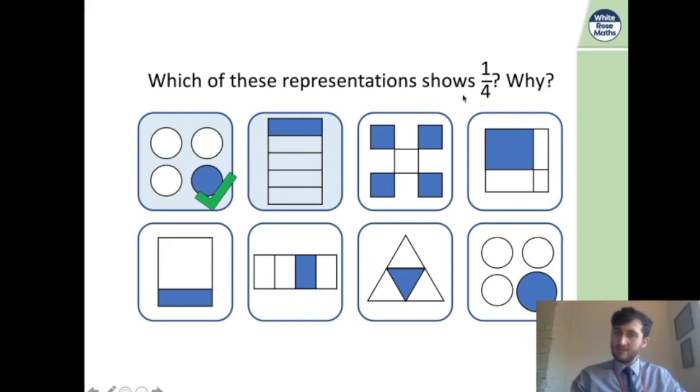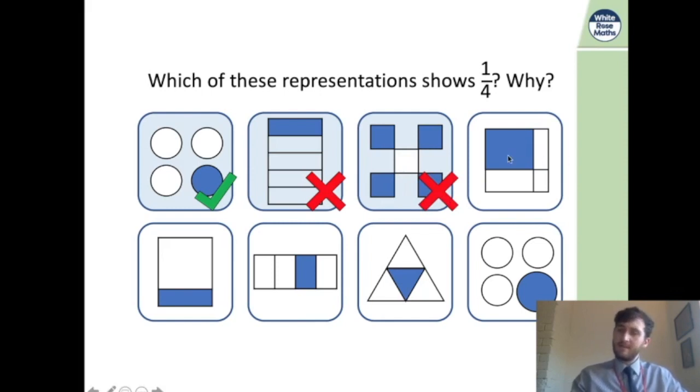And remember, this question is asking which of these representations shows a quarter. So that is incorrect. With this one, I've got 1, 2, 3, 4 shaded, so that would be 4. And I've got 5 altogether, so that would be 4/5. So again, that one's not really correct, is it? And we see there, we've got 5, not correct.